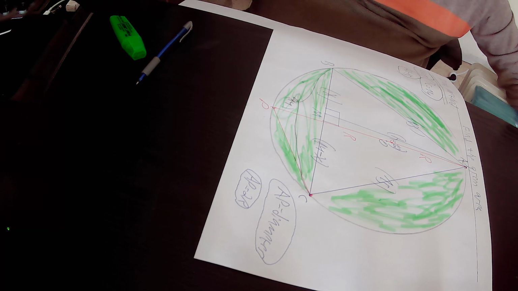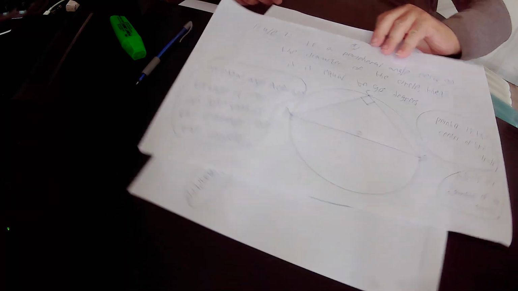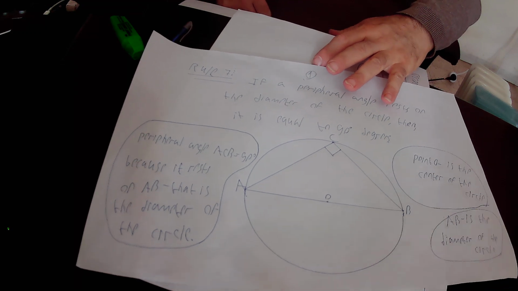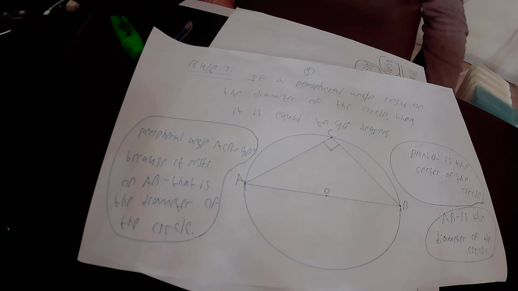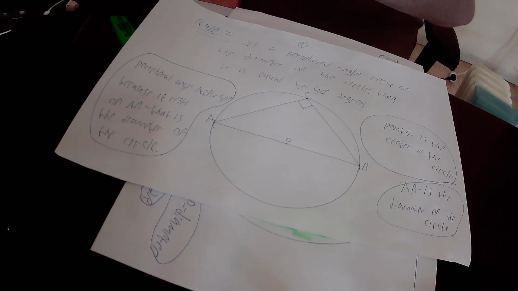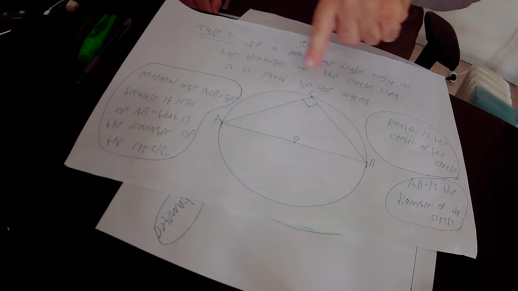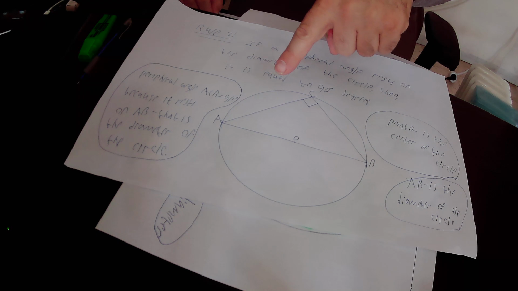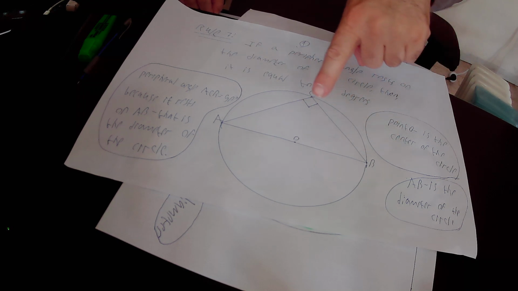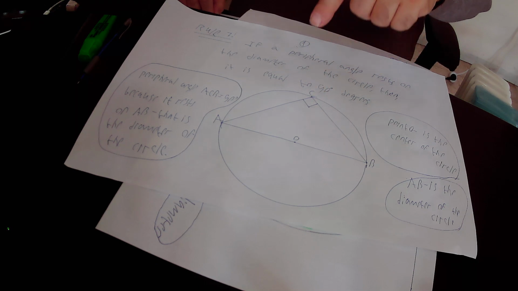Repeat again, rule number 7. According to rule number 7, if a peripheral angle rests on the diameter of the circle, then it is equal to 90 degrees. In the drawing we have peripheral angle ACB. This peripheral angle ACB rests on AB, that is the diameter of the circle. And therefore, according to rule number 7, this peripheral angle ACB equals 90 degrees.